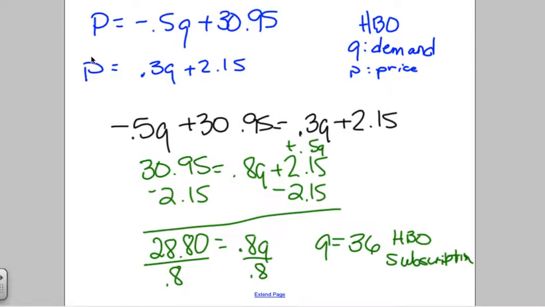Now, I would want to know the price at that demand, so I would just need to plug that in, what my equilibrium price would be. So I have 0.3 times 36 plus 2.15. It doesn't matter which one you plug that into. So 0.3 times 36 plus 2.15 is $12.95. So cable companies actually use this price and equilibrium point to determine how much they should charge for those premium packages and things like that, so that they can know how much they should charge to make a profit.